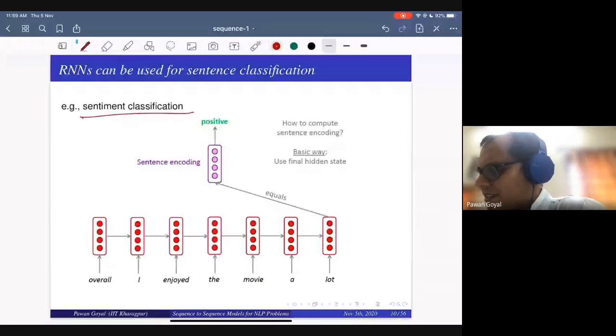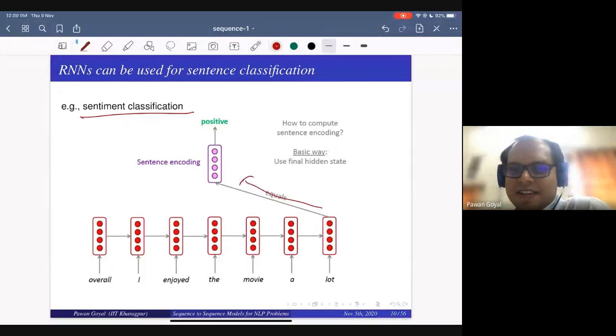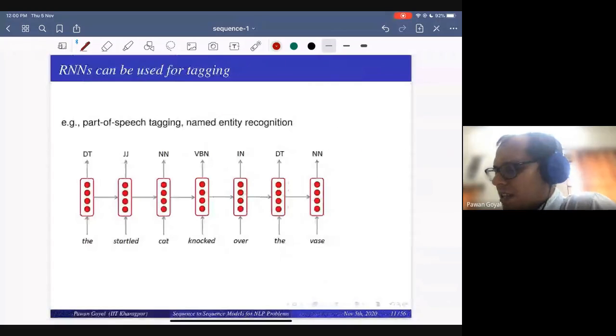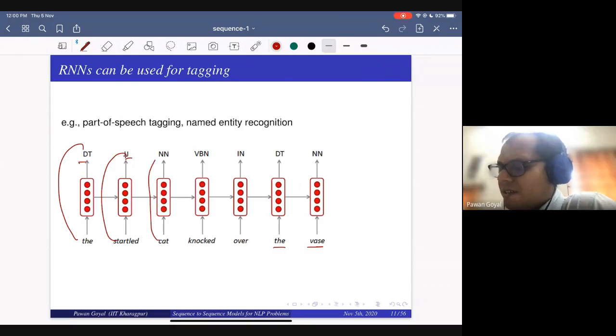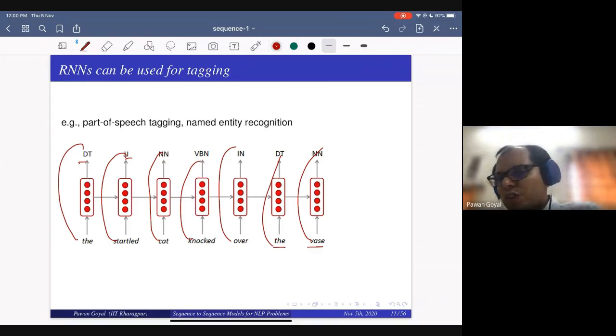I don't have to repeat that, just the final hidden state and apply it for sentence encoding and then do a classification. And they can be used for part of speech tagging. This is another many to many, but where input and output sequence are of the same length. So something like the startled cat knocked over the vase, and you have to tell for each word what is its part of speech: determiner, adjective, noun, verb, and so on. That's a one-to-one. And you can think the same thing for named entity recognition. That is, in the sequence, what are the named entities at each point? You can again use RNNs for that.